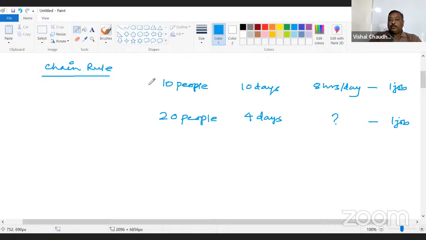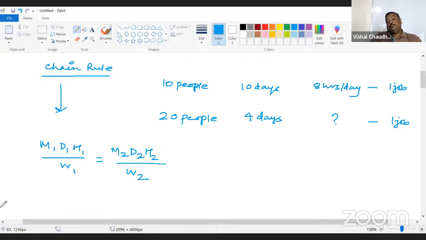Okay, so this type of question, and we would have seen questions like 10 monkeys can eat 10 bananas in 10 days. So one monkey will eat how many bananas in one day? This is a common question which we get. So how to do it? So we will use chain rule, and chain rule says M1 D1 H1 by W1 is equal to M2 D2 H2 by W2.